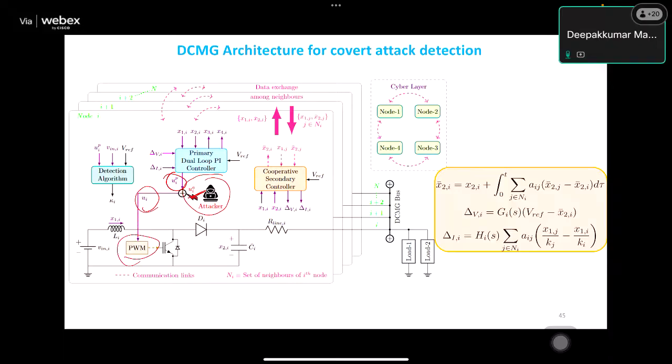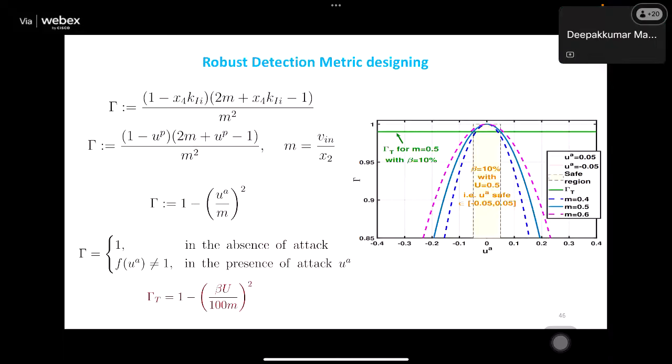Fine. So therefore we have to rely on system property, that is, how the system behaves. Okay, so there is a metric here. This function, this metric, we can calculate. See this function, what is m here? M is this V input divided by x2. This KI is nothing but the gain of the PI controller which is used for the inner loop, the integral gain. Fine. There is an inner loop and outer loop. So the same way it is here also.